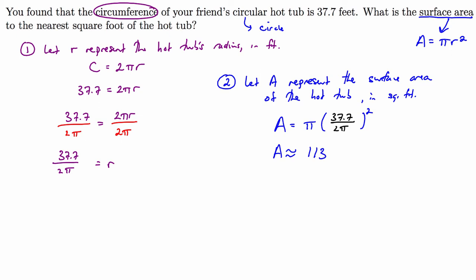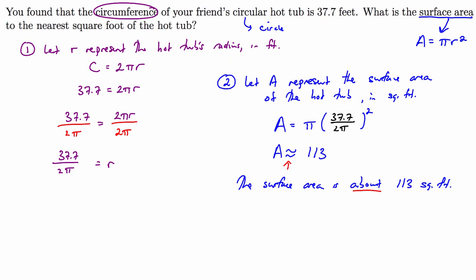As a final step, I'm going to make sure I answer the question in a complete sentence. There are two ways I could answer this final question. What is the surface area to the nearest square foot of the hot tub? One option is to write this. The surface area is about 113 square feet. Again, the word about capturing the fact that we did an approximation.